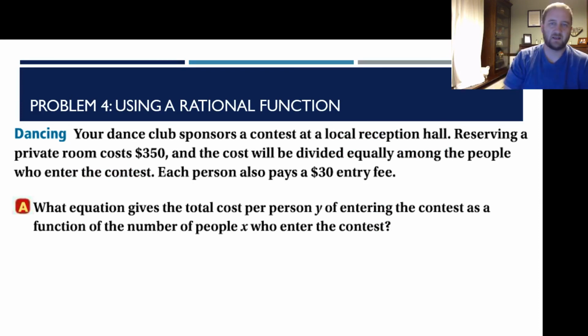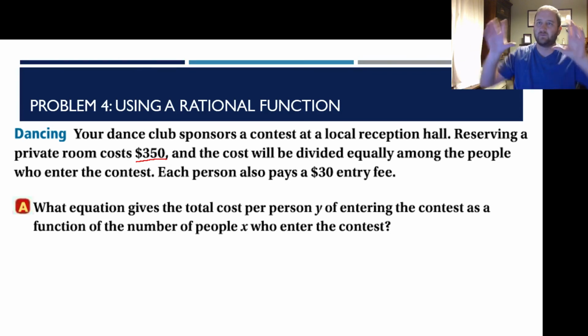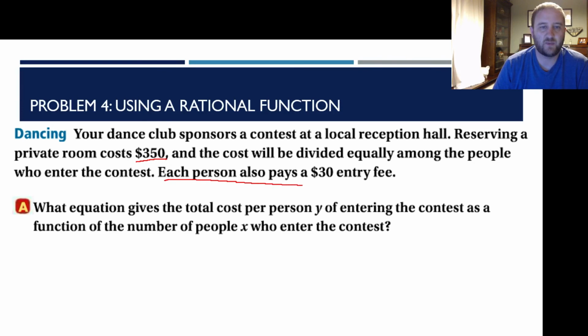Okay, last problem. Using a rational function. Your dance club sponsors a contest at a local reception hall. Reserving a private room costs $350, and the cost will be divided equally among the people who enter the contest. So basically, $350 reserves the room, and then that cost is split between all the different people participating in the dance contest. Then each person also pays a $30 entrance fee.